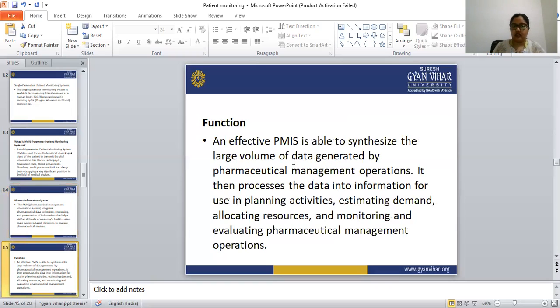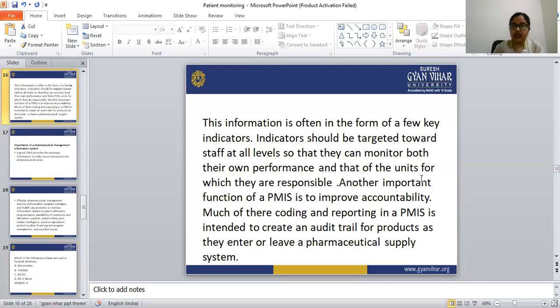And how does this function? An effective PMIS is able to synthesize the large volume of data generated by pharmaceutical management operations. It then processes the data into information for use in planning activities, estimating demand, allocating resources, and monitoring and evaluating the pharmaceutical management operations. So this is the function of the PMIS.